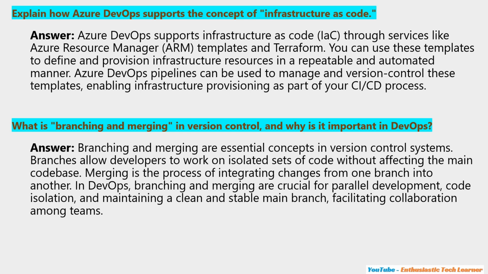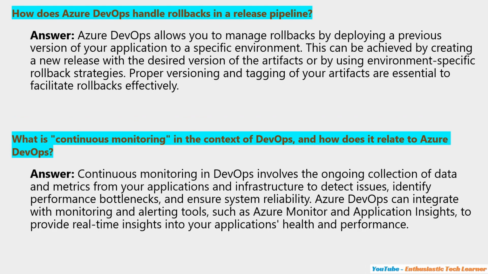What is branching and merging in version control and why is it important in DevOps? Answer: branching and merging are essential concepts in version control systems. Branches allow developers to work on isolated sets of code without affecting the main codebase. Merging is the process of integrating changes from one branch into another. In DevOps, branching and merging are crucial for parallel development, code isolation, and maintaining a clean and stable main branch, facilitating collaboration among teams.